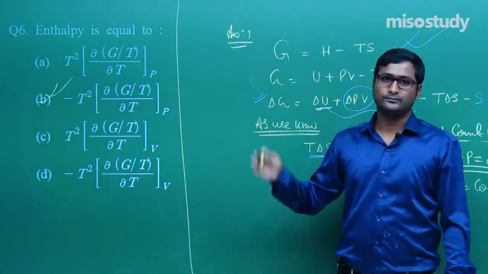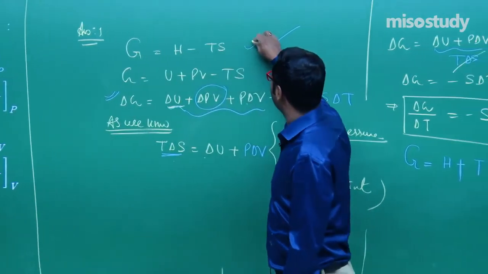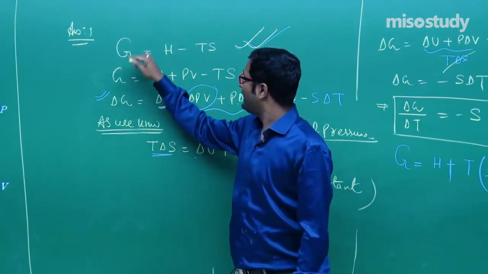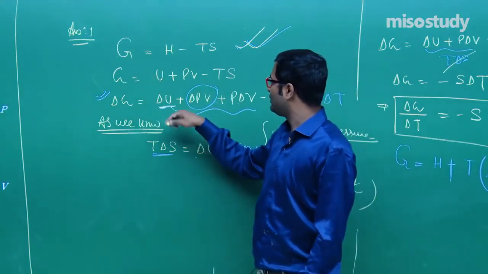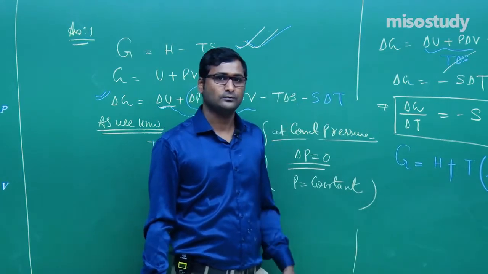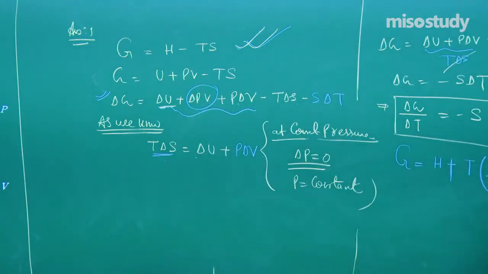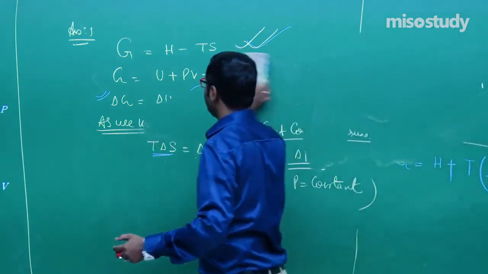Check this question: minus T square. G is equal to H minus TS, G is equal to U plus PV minus TS, delta G is equal to delta U plus delta PV. I am giving you a few seconds to note it down. I think, friend, you have noted it down. If you have any doubt, you can easily ask me.